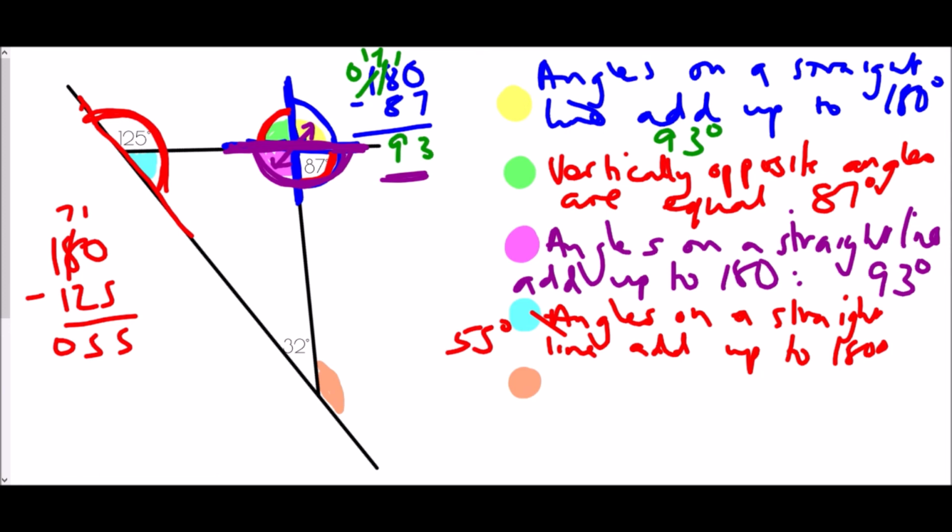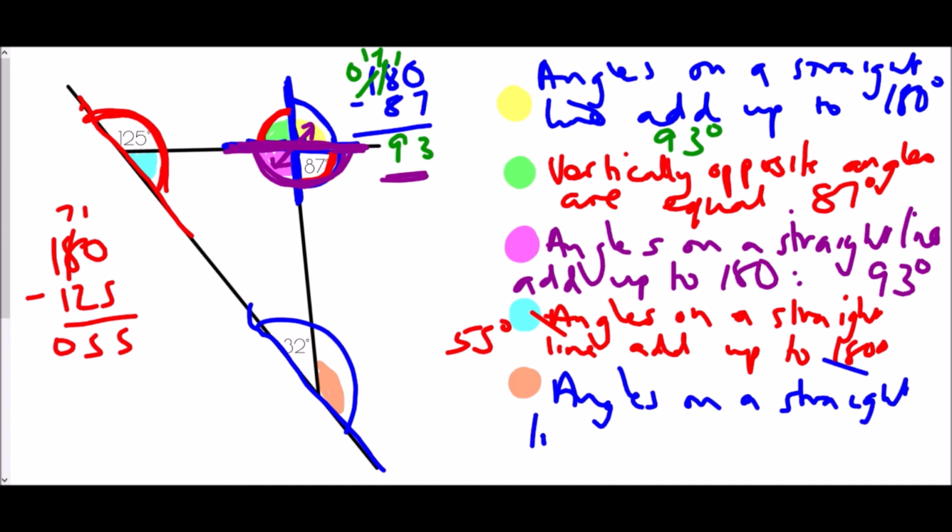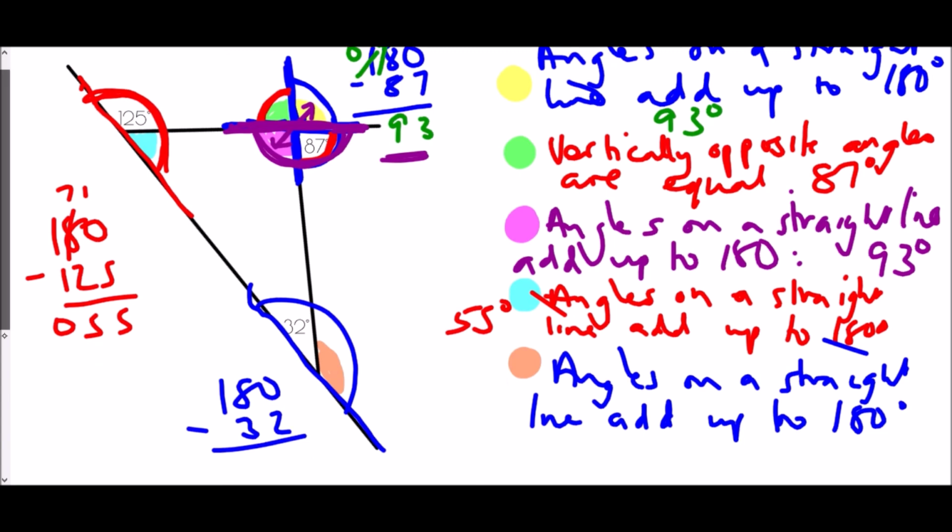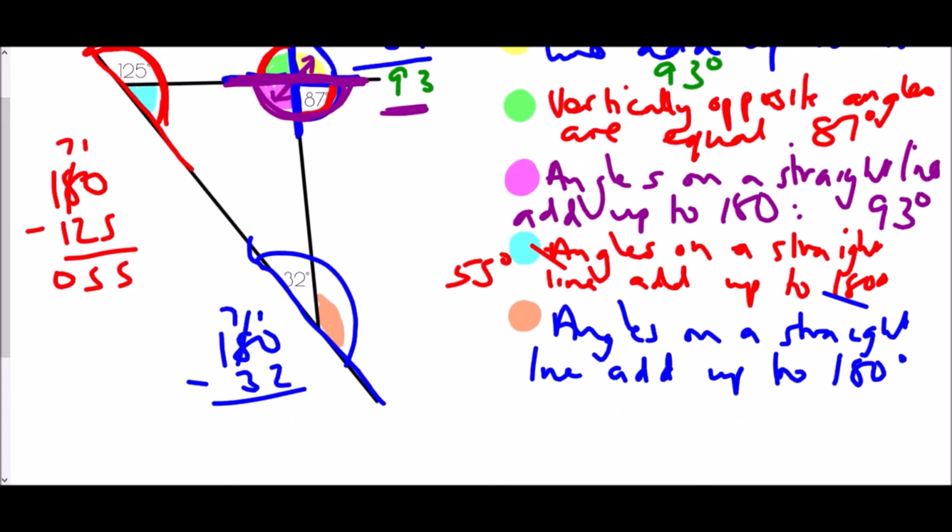And finally, the orange. Well, again the orange here is only interested in the 32 degrees. It forms a straight line, and so we have exactly the same rule again: angles on a straight line add up to 180 degrees. And so this one we need to do 180 take away 32, and that gives me 8 and 4 and 1, so it's 148 degrees.